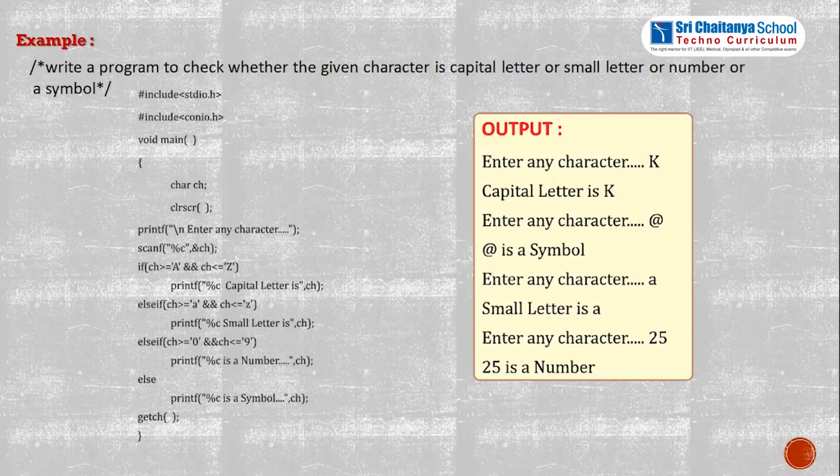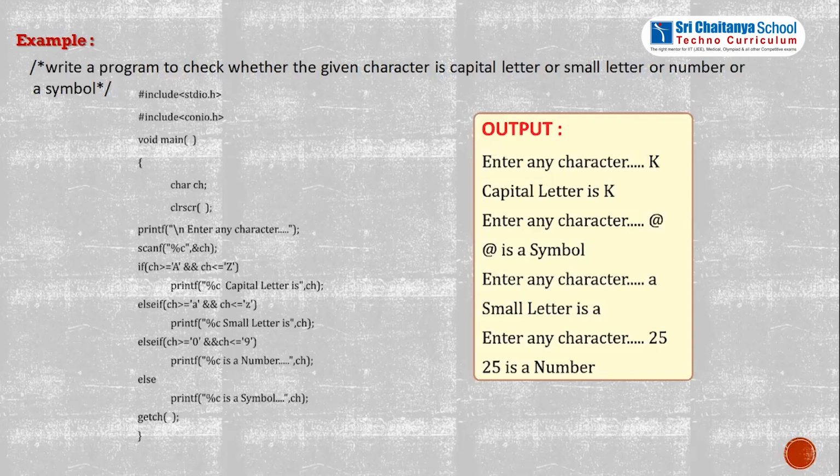So how to do this? First I declare a variable called ch with the data type char because I'm going to get a character. Then I'm going to get the character from the user by using a printf statement, followed by a scanf statement. If my character is between A and Z, that is, greater than A and less than Z, then I am going to print with printf that it is a capital letter.